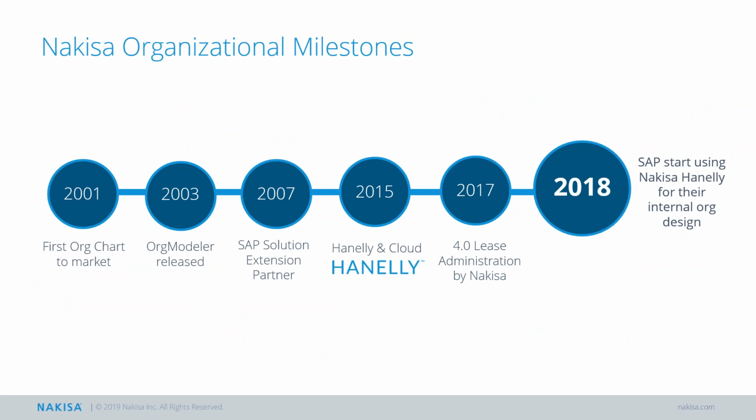Let's have a quick look at the Nakisa milestones. So we actually started as a consulting firm back in the 1990s, and we built our first organizational solution in 2001. And it was becoming quite evident in doing so that our partners and customers did require a lot more than just visualization. So there was a need for design and modeling. And it was, if not more important than just visualization, it was quite key for them. So we built our first modeling solution in 2003.